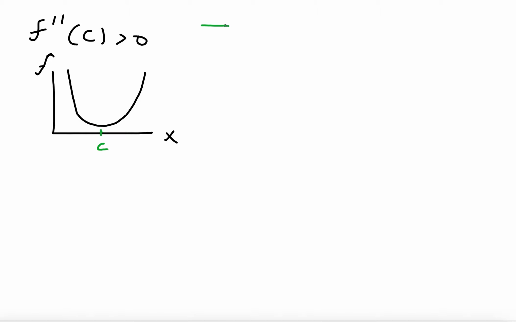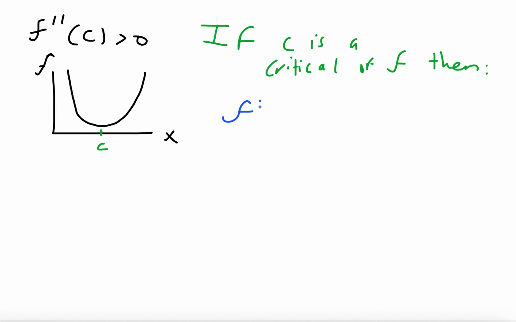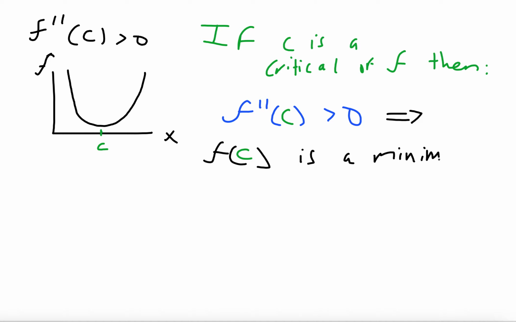So if c is a critical point of f, then when f double prime of c is greater than 0, we see a minimum. So f of c is a minimum. And that's an important thing to convince yourself is true.